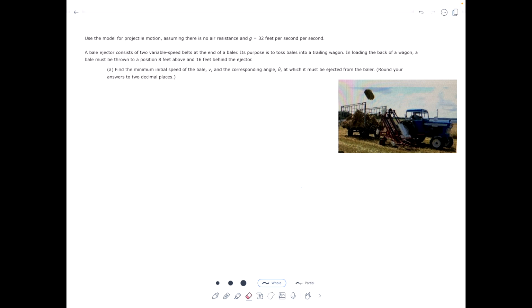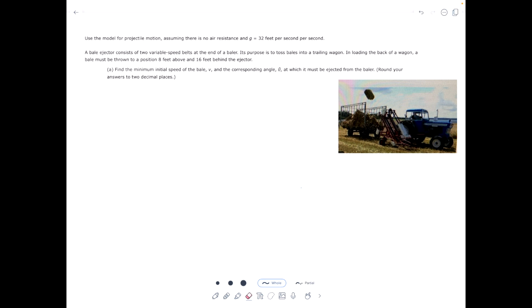A bale ejector consists of two variable speed belts at the end of a baler. Its purpose is to toss bales into a trailing wagon. So in loading the back of a wagon, a bale must be thrown to a position 8 feet above and 16 feet behind the ejector.